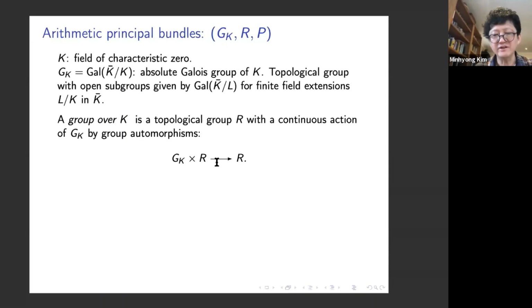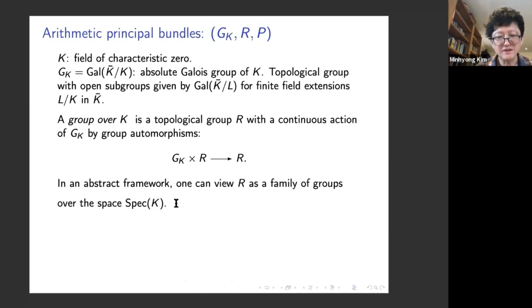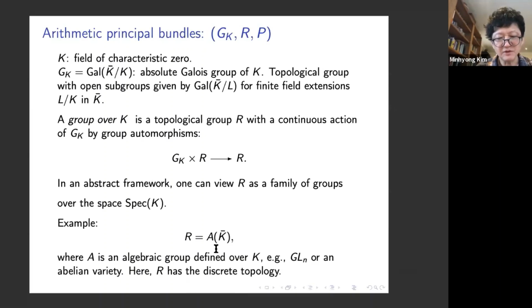This has a topos-theoretic formulation which makes it look more conceptually fancy. But concretely, you can think of such a thing as being defined over K in some sense, if it has an action of the Galois group. The abstract framework is a family of groups over this space Spec K, but we don't need that view so much right now. So for example, a very easy example is if you have an algebraic group defined over K and take its K-bar points, GL_n or something. Then just regard that as a group with the discrete topology, and it has an action of the Galois group. But this case isn't the main thing I'm interested in.